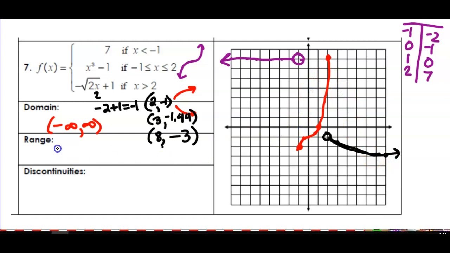But it stops up here. It never goes above 7. It does go up to 7, but never above. So this would actually be this. And it does have a discontinuity at x equals -1, and again at x equals 2.